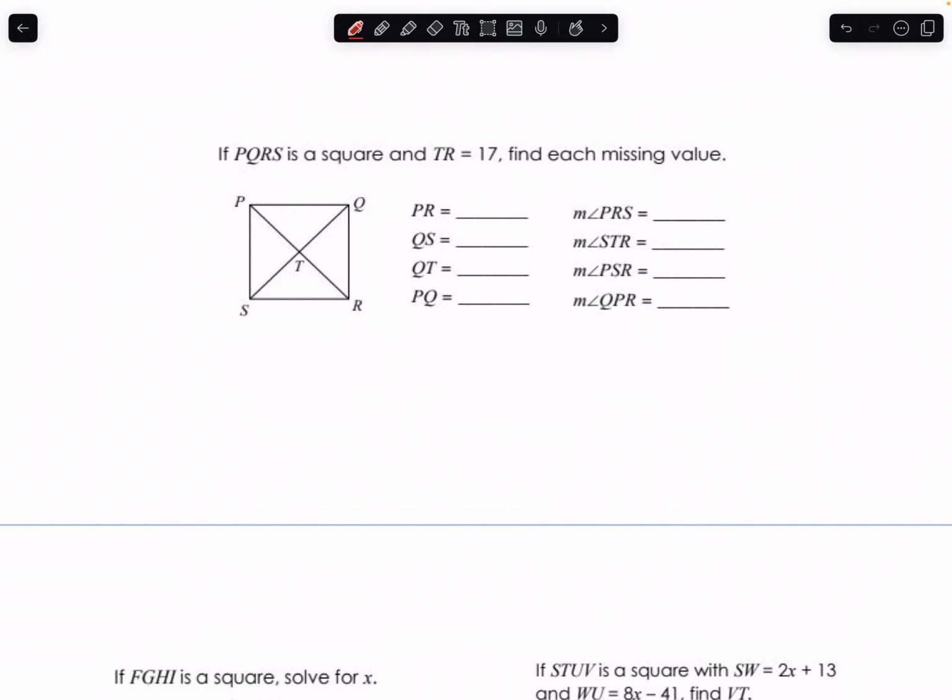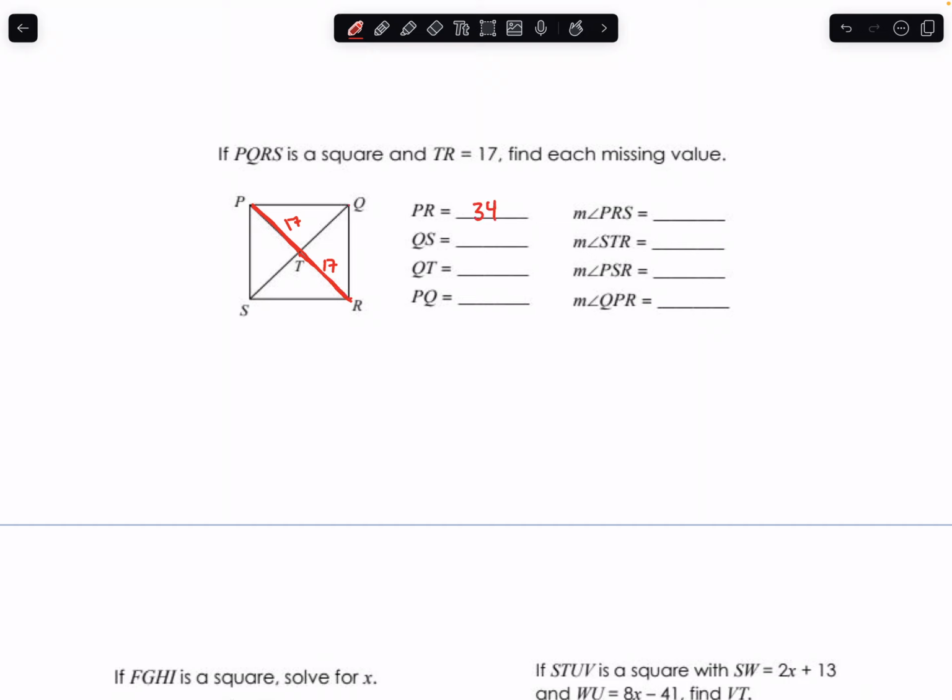So here I have PQRS is a square. So the length TR is 17. If this length is 17, let's find the measure of everything else. So let's start with PR. What is the full length? Well, since the diagonals are bisecting each other, that means that this length PT is also 17. So PR, the full length, will be 17 doubled. That's 34.